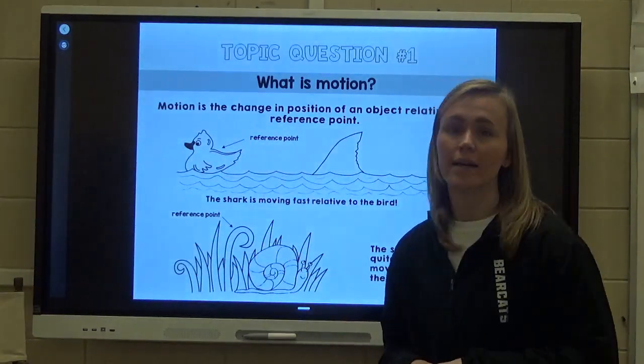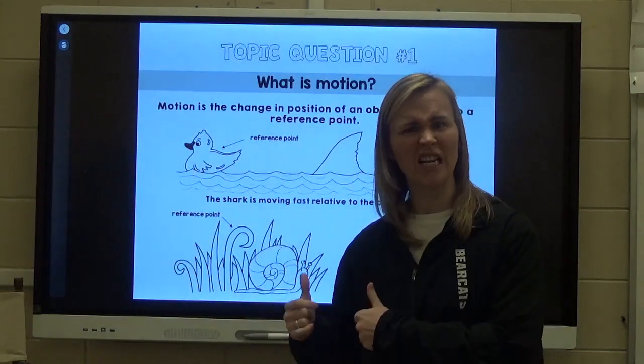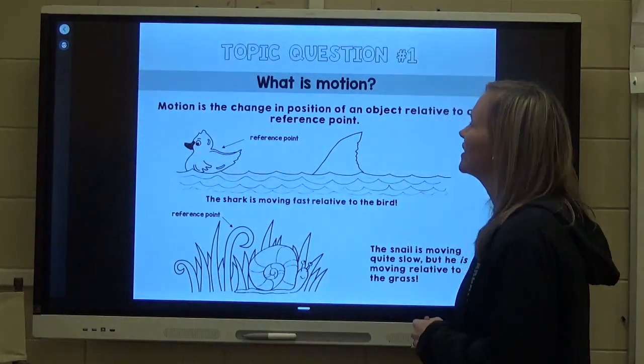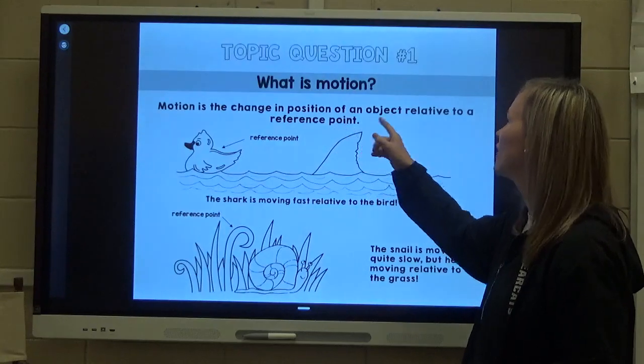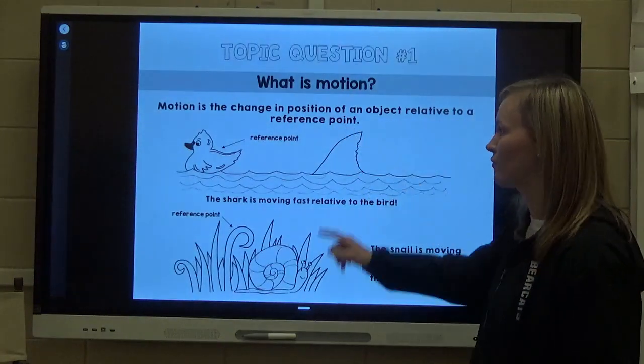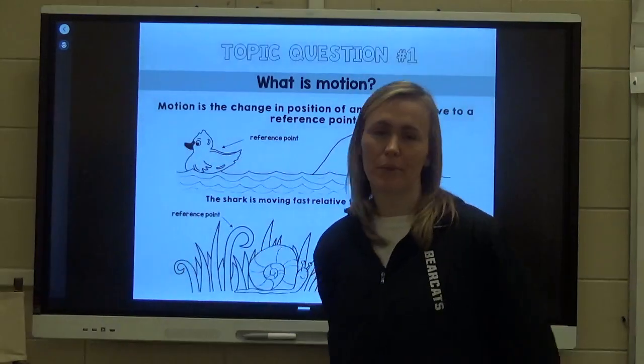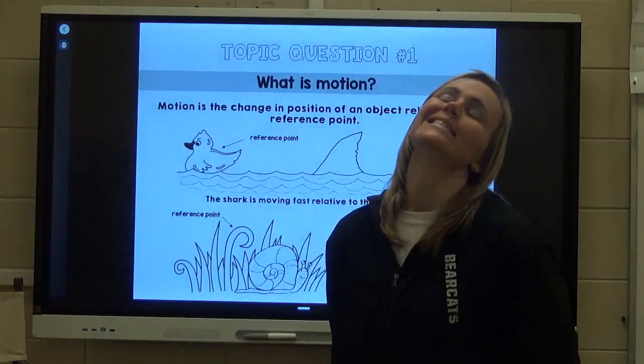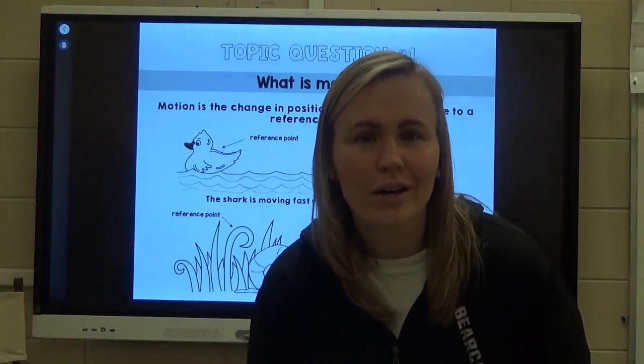Alright, what is motion? Motion will be on your test. Write it down. Motion is the change in position of an object relative to a reference point. Now they have this rubber duck as the reference point. Technically, is the rubber duck a good reference point?